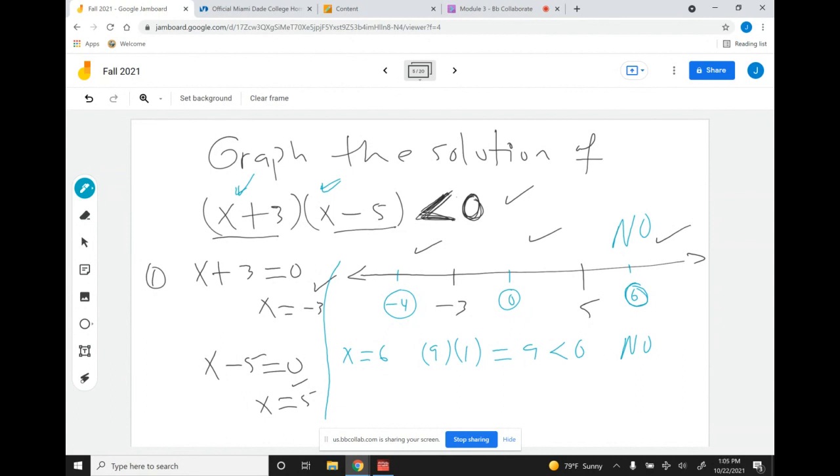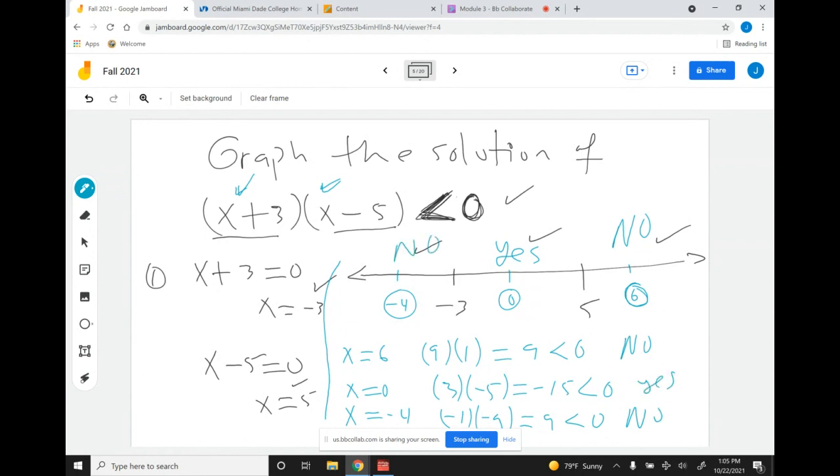Then I do the same for 0. When x is 0, I end up with 3 and negative 5, which is negative 15. Now negative 15 is less than 0, so this area is yes. And when you check for negative 4, you're going to end up with negative 1 and negative 9, which gives you 9. Is it less than 0? No.